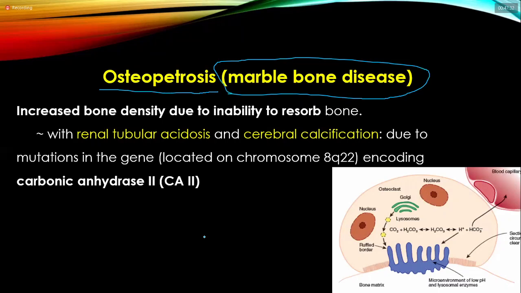This condition is associated with what's called renal tubular acidosis. The whole tubular cells in the renal system will be more acidic, as well as a condition known as cerebral calcification, the accumulation of calcium ions in the nervous system, especially the brain, and you can see it in the X-ray. There will be deposition of calcium because we don't have efficient activity of the osteoclast cells.